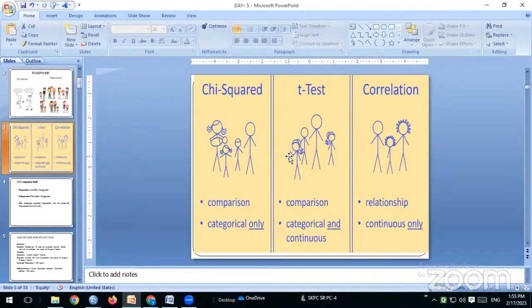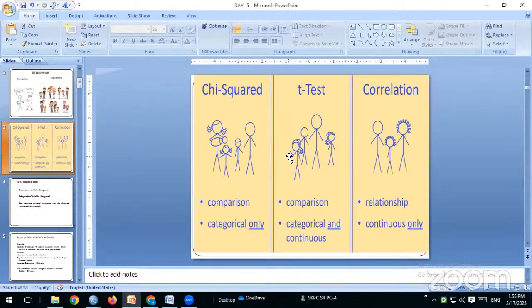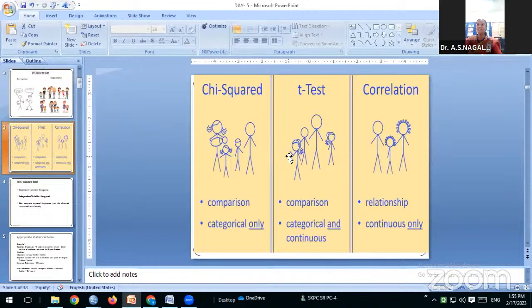So once again, you're turning this parametric quantitative into qualitative and then applying it. How far this will strengthen your research, you should have a justification, sir. Okay, ma'am. Thank you. So this is the end of the chi-square.